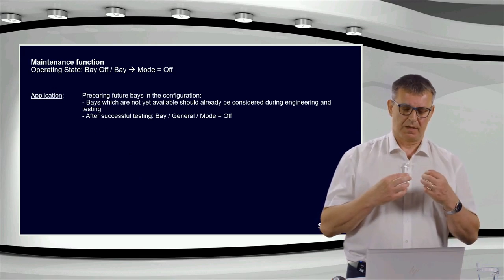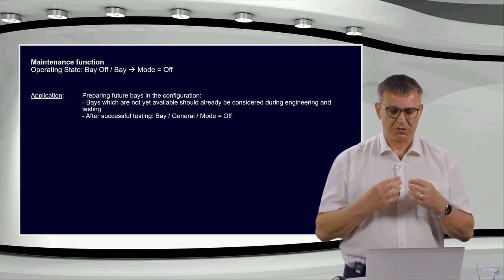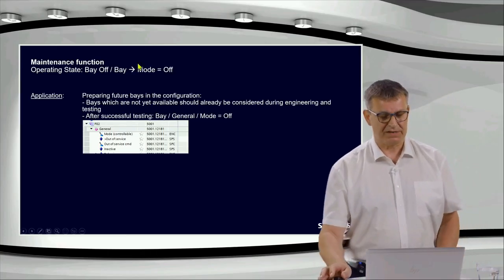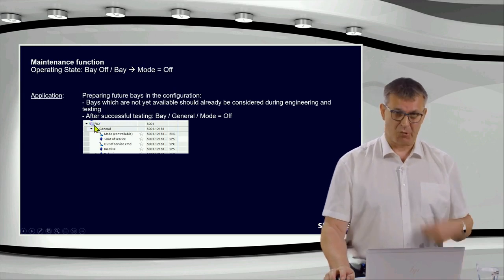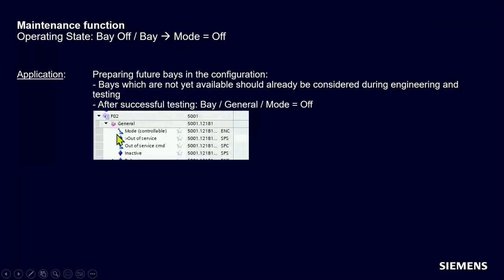off. Here you will find the proxy bay in the 7SS85 CU, and here you have the out of service, that's the functionality I explained before, and here you have the mode, the mode control level, which you can set to off.